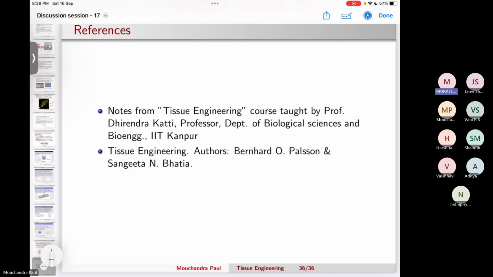Ma'am, in AFM, there will be a cantilever at the tip, right? Yeah, correct. We call the tip a cantilever. You use the correct term. The cantilever will be touching the cell, and it will be moved from one region to another region, right? Correct.